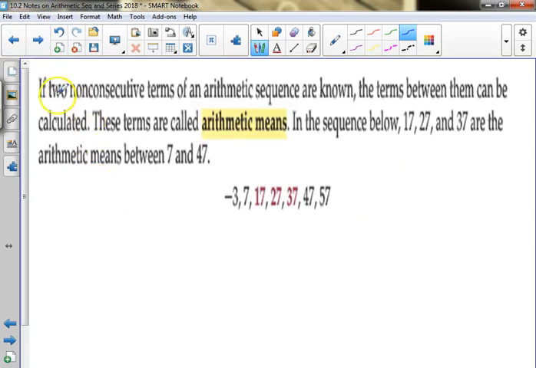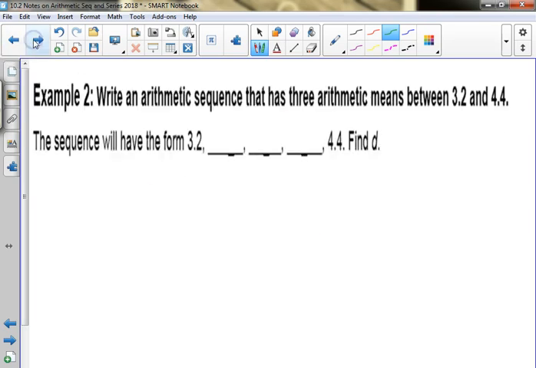All right. So again, two non-consecutive terms are known. The terms between them can be calculated. They're called the arithmetic means. So in this sequence, 17, 27, and 37 would be three arithmetic means that fall between 7 and 47. So it just means missing terms, okay? So write an arithmetic sequence that has three arithmetic means between 3.2 and 4.4. Okay. Anybody have any ideas how we're going to get those three missing terms? What do you think?